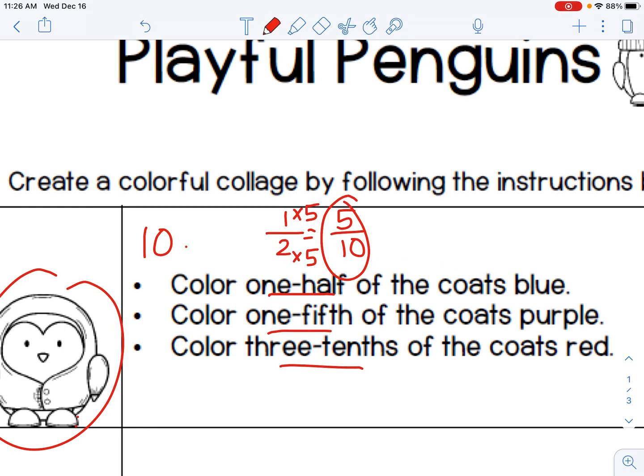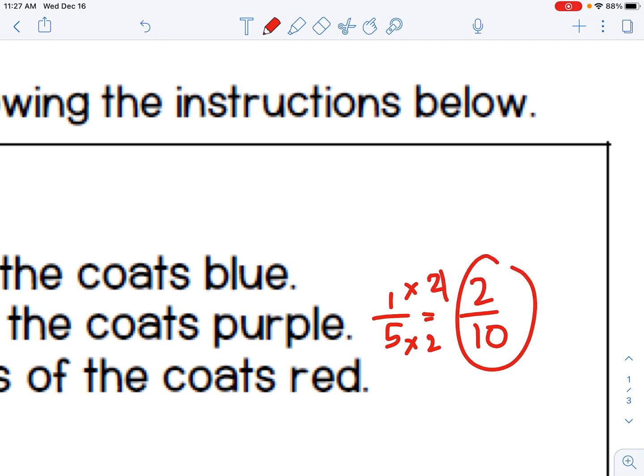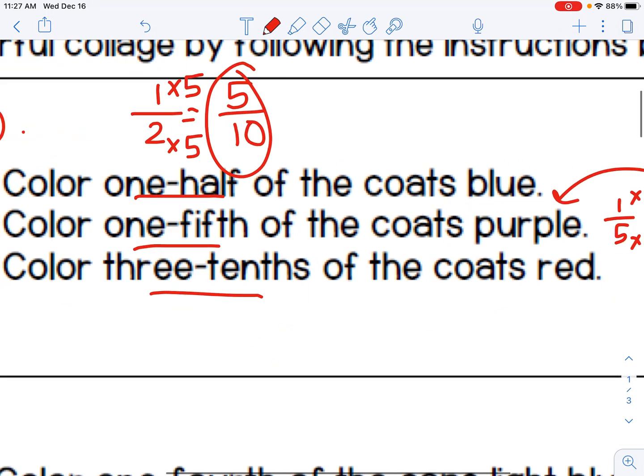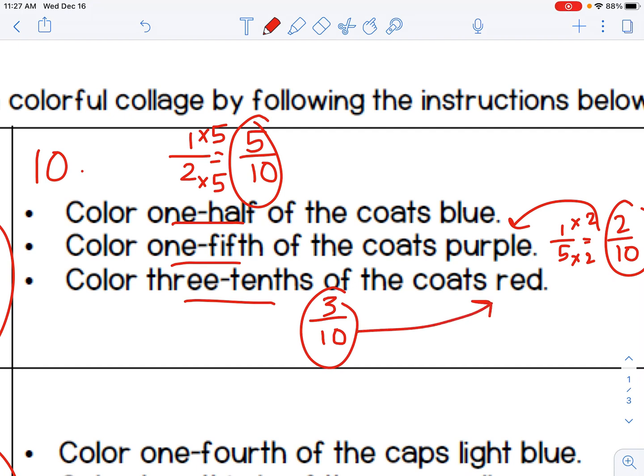Now let's keep going. Next we have 1/5. I'm going to do 1/5 over here. Again, we have 10 of the penguins, so we need to figure out how many I'm coloring in purple. Well, 5 times 2 gives me 10. 1 times 2 gives me 2, so I'm coloring in 2 of them purple. And then our last one, 3/10 of the coats will be red. That's already in our denominator of 10, so we know we're coloring in 3 of them red.